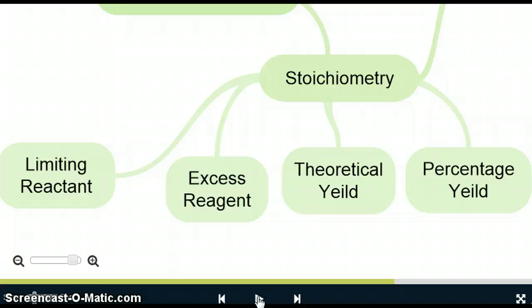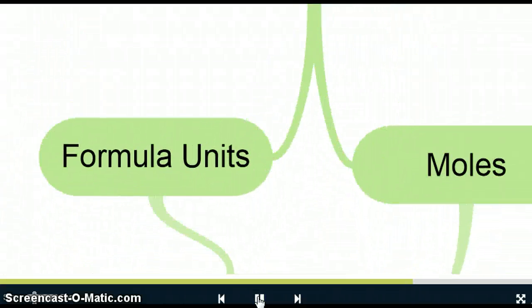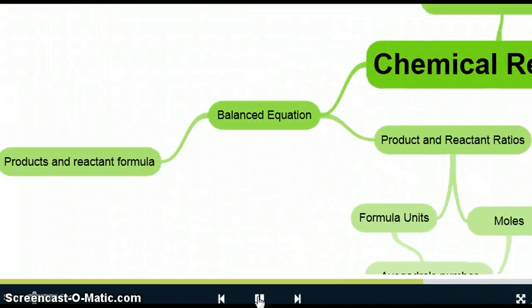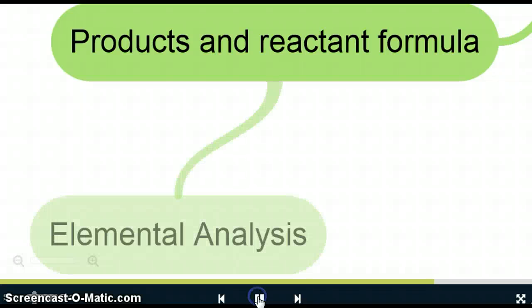So you get all those big complicated reactions of stoichiometry, but they're all pretty straightforward if you think about them. Let's look back at our Avogadro's number linked with formula units and moles, which comes from our product and reactant ratio. Again, that's the numbers in front of the product and reactant formulae, the big numbers in the chemical equation. Now let's look at the products and reactant formulae.